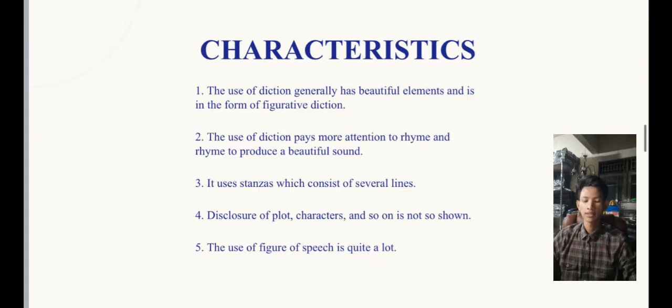Karakteristik dari puisi secara umum, or the characteristic of the poem in general. The first one, the use of diction generally has beautiful elements and is in the form of figurative diction. And then number two, the use of diction pays more attention to a rhyme and a rhyme to produce a beautiful sound.